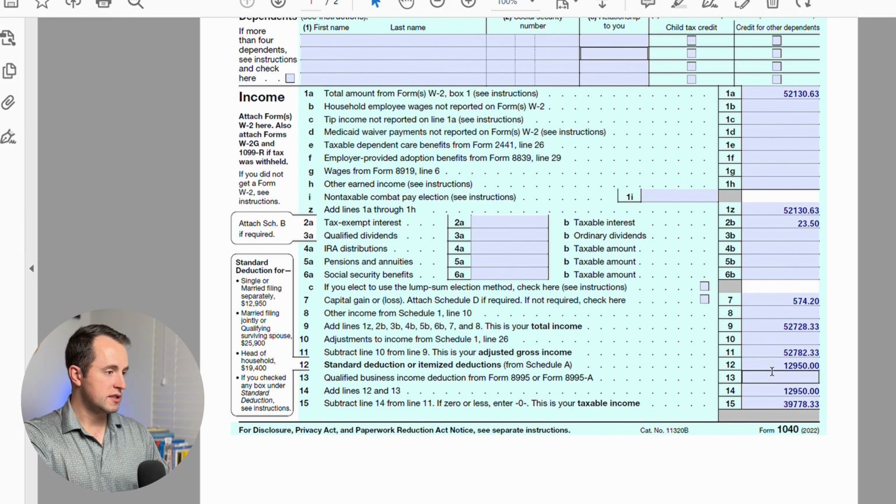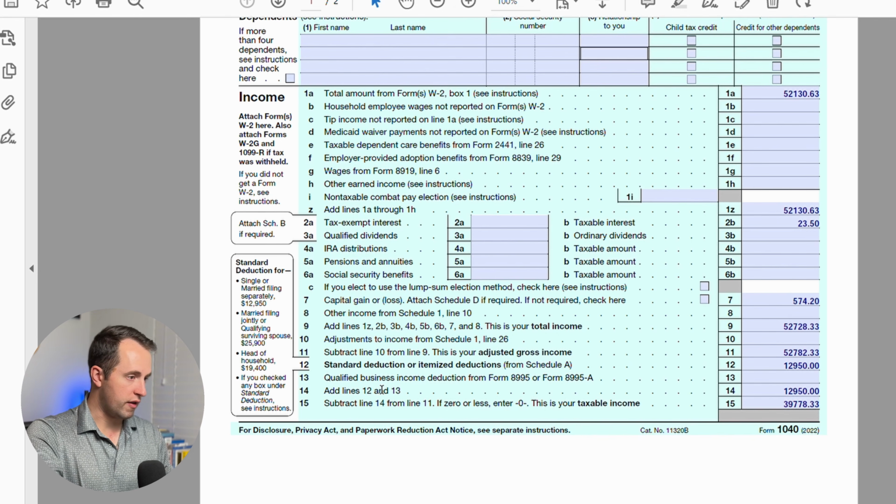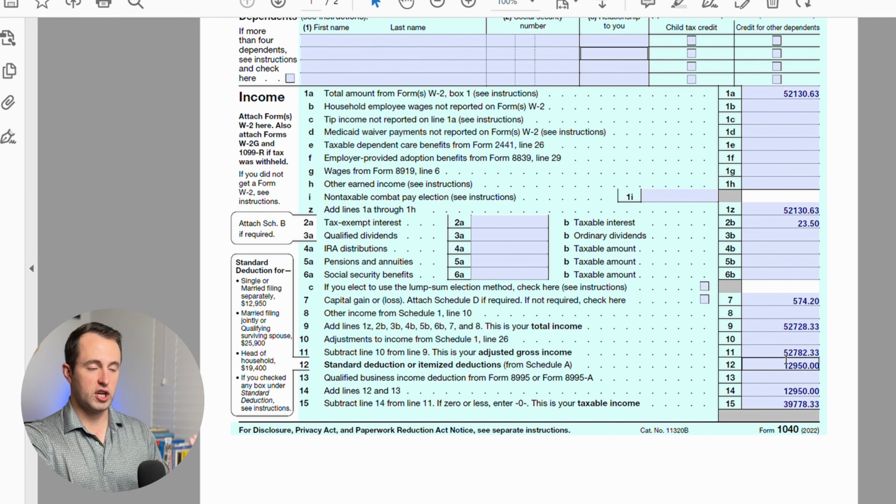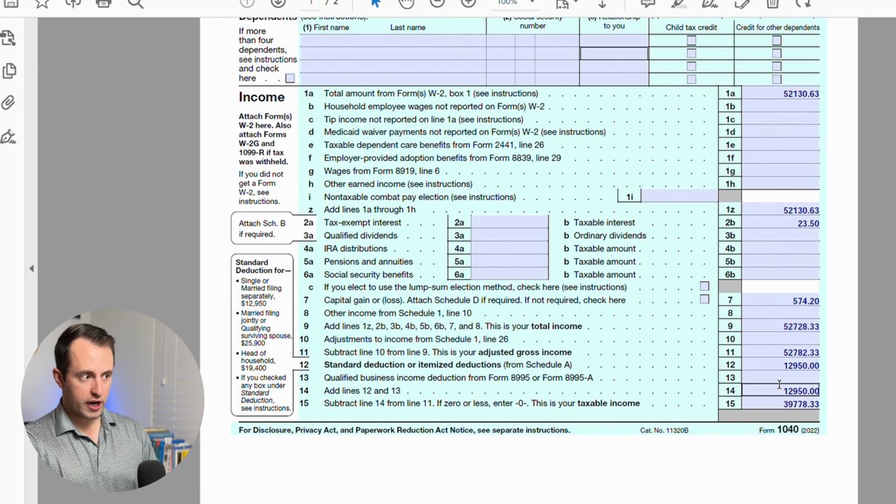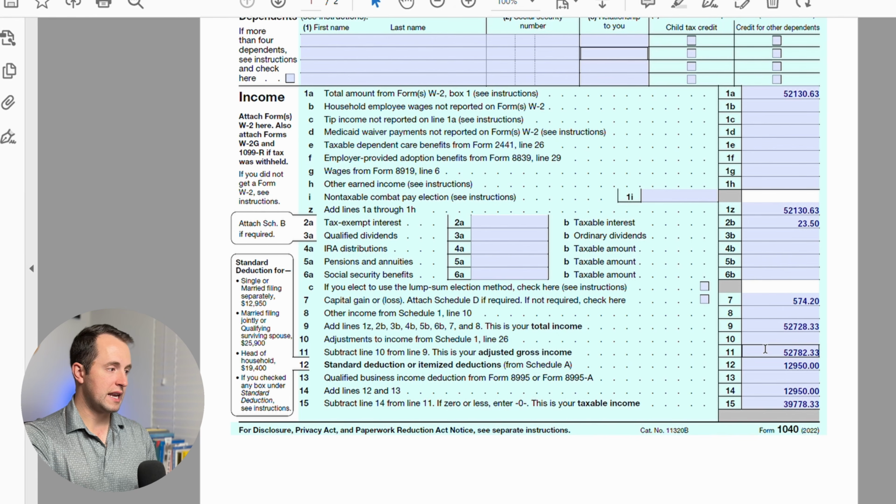Then now moving down to line 14, you're going to add lines 12 and 13. And so basically this is just going to be the standard deduction for most people. You're going to enter it there. And then you're going to take whatever is in line 14, and you're going to subtract it from whatever is in line 11. So this is going to actually give you whatever amount is your actual taxable income.